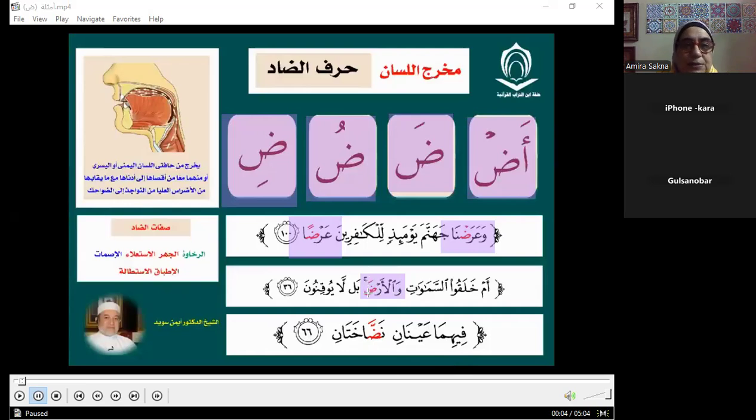والأرض is repeated too much during our recitation in Quran. You are going to meet this word a lot.